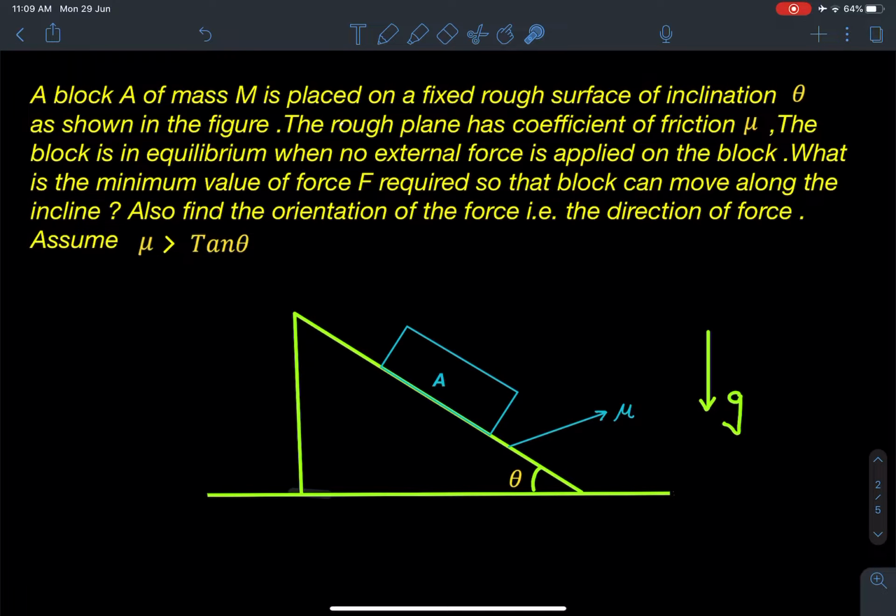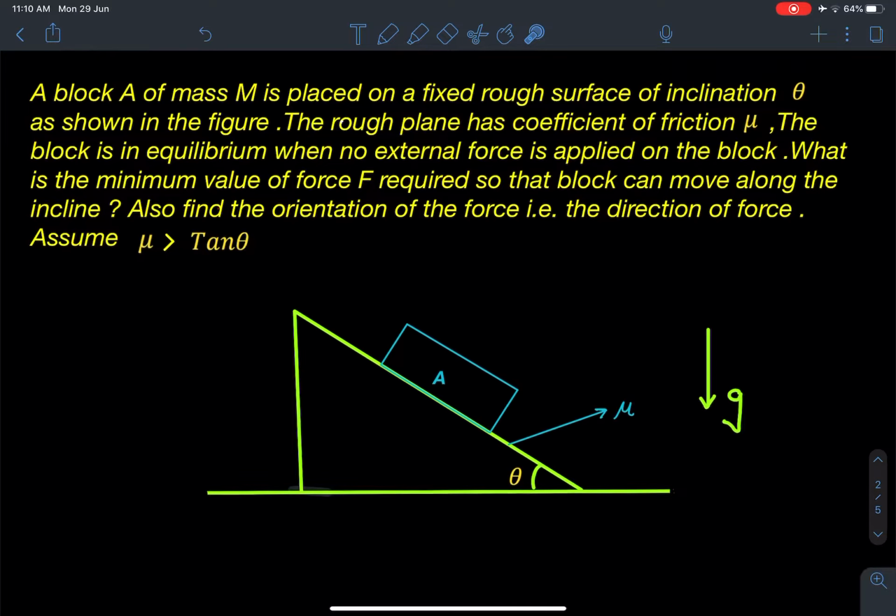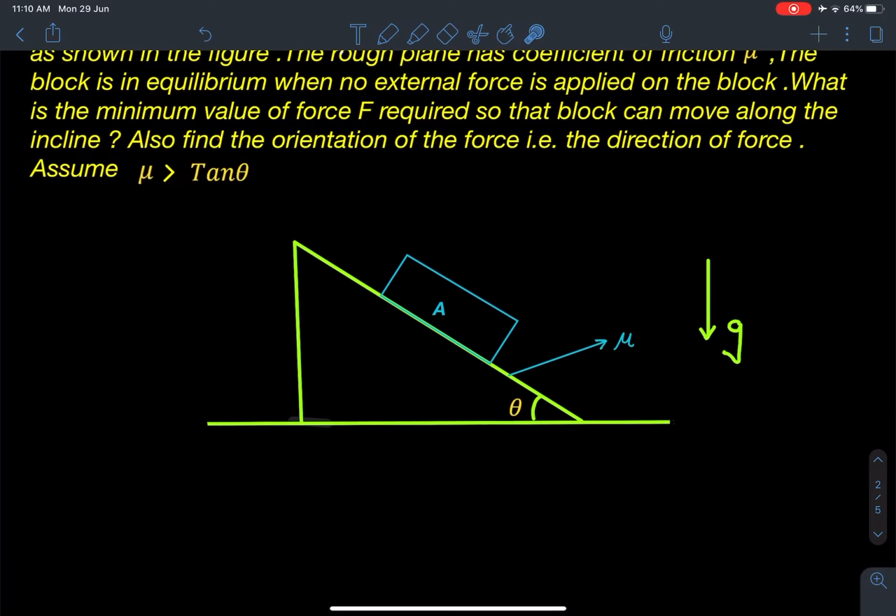So as you can see in the diagram, there is a fixed inclined plane, and on top of that there is a block A, and the coefficient of friction is given, which is mu. Acceleration due to gravity is g. Now in this problem we don't know the direction as well as the magnitude of this force, which we have to calculate. So let's discuss the solution of it, and first I'll discuss the concept part related to it.